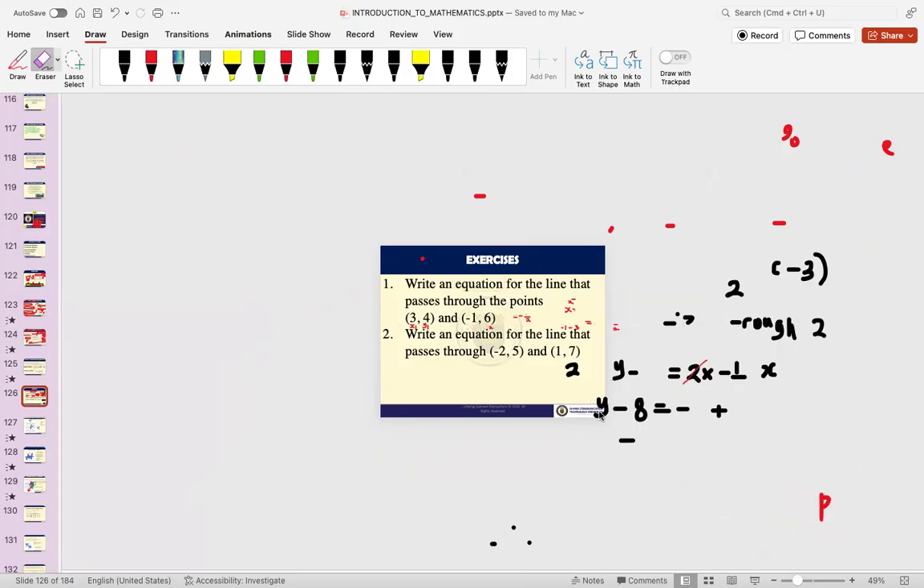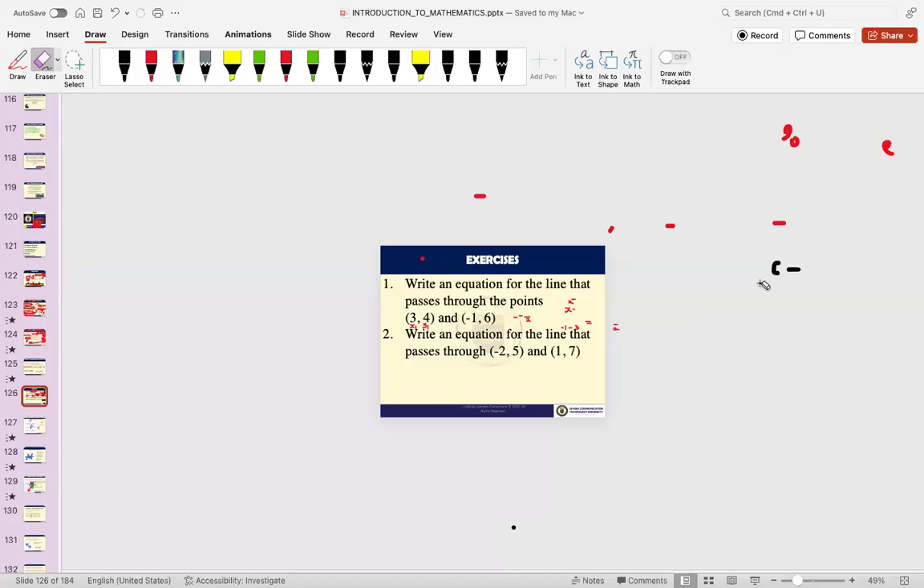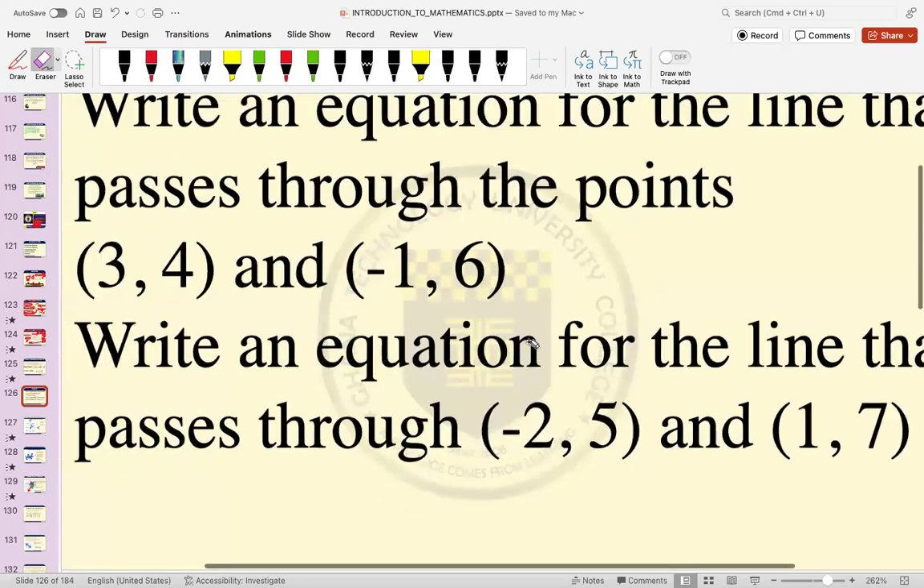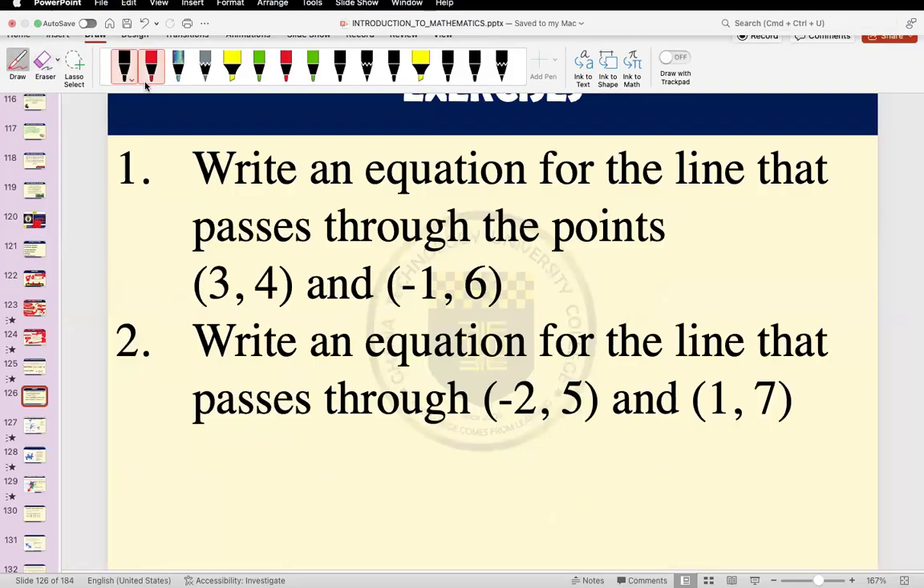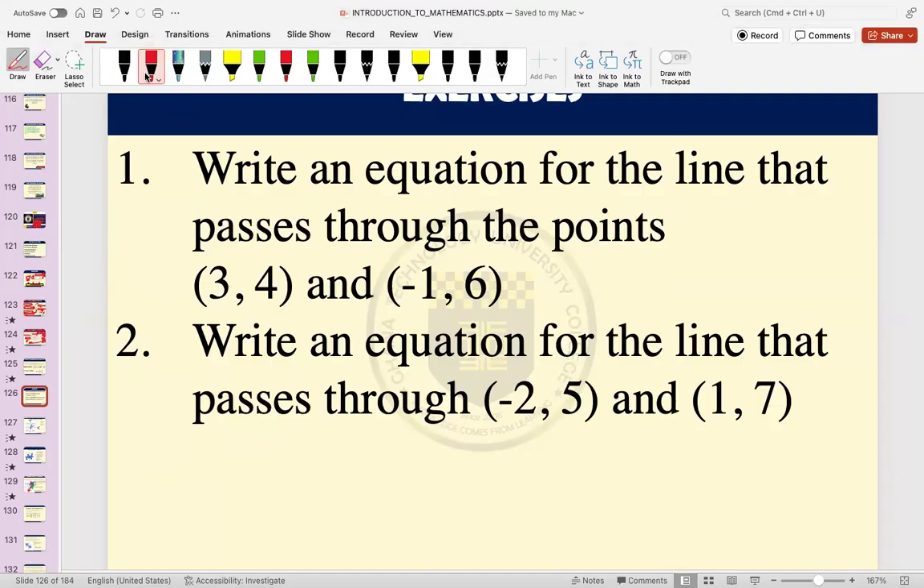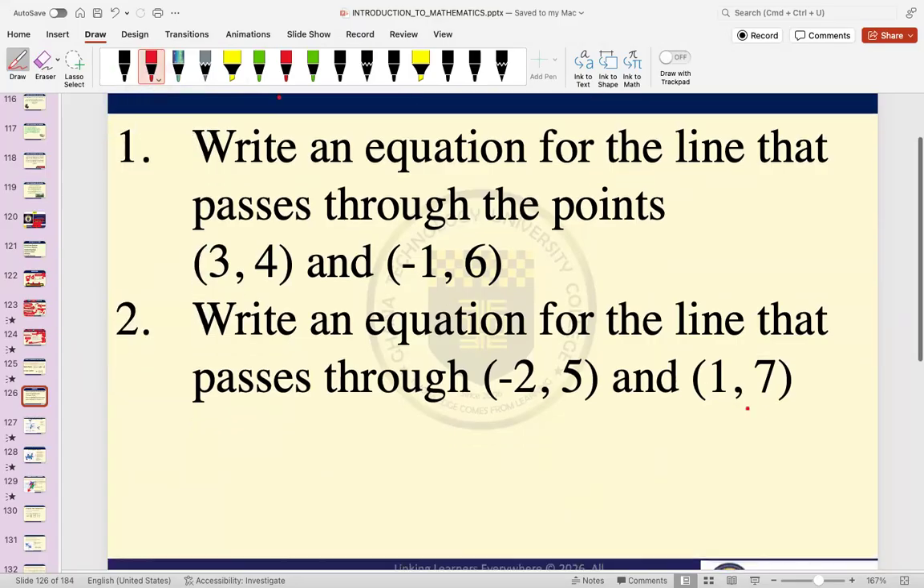Okay, so same thing. The second question too, we've been given 2 points. So we use the same approach like we did for the first one to get our m, and then we can proceed with the other solution. So there's the second one. Write an equation for the line that passes through the points -2, 5, and then 1, 7.